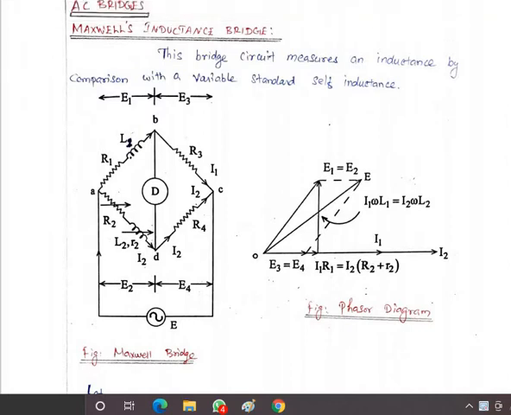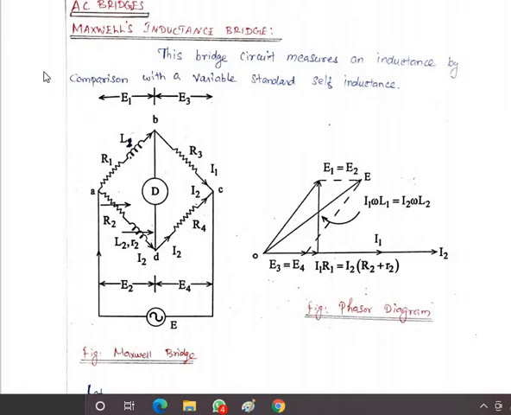In the previous class we discussed DC bridges. DC bridges are used to measure unknown resistance, either higher resistance or lower resistance. Wheatstone bridge is used to measure the higher resistance, and Kelvin double bridge is used to measure the lower resistance. So now we move on to AC bridges.